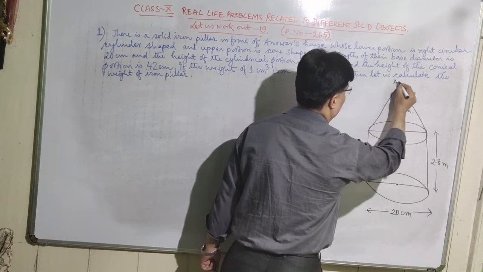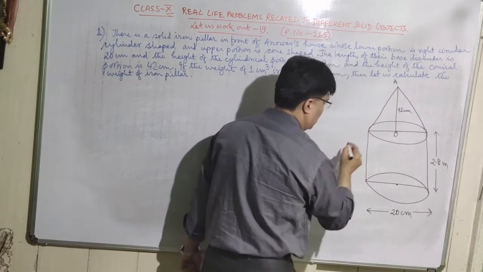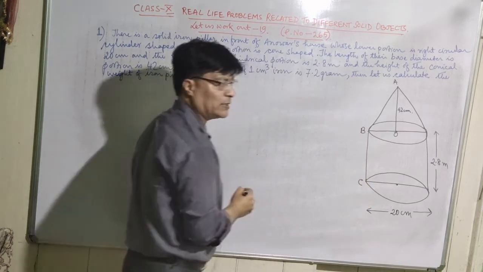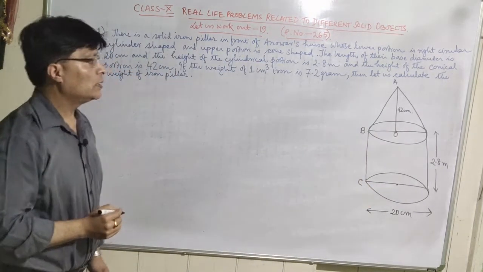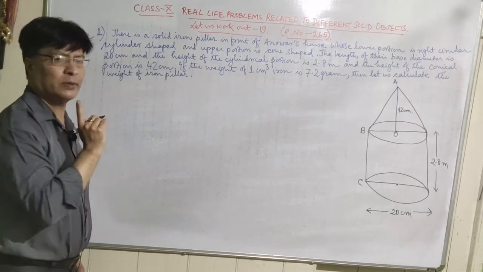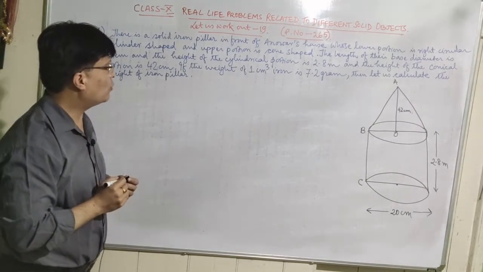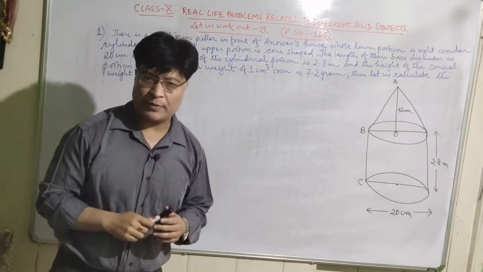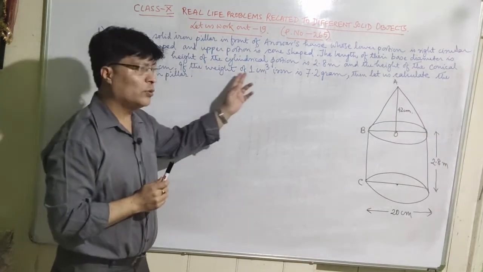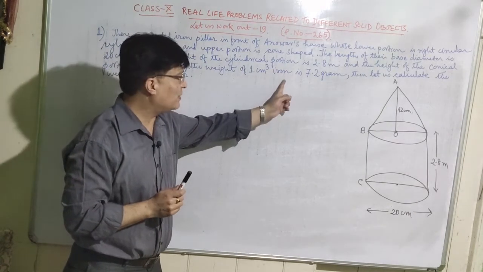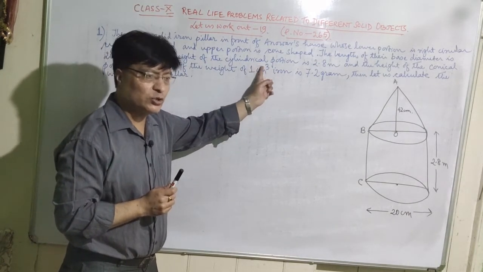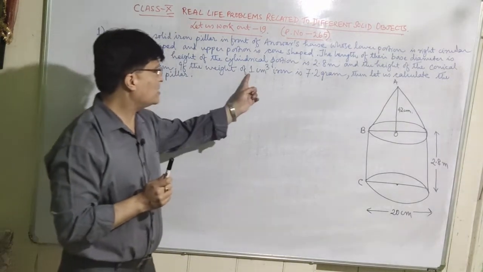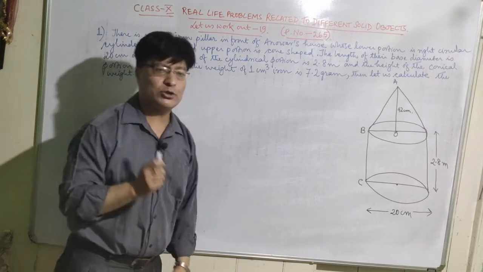Suppose this is A, this is B, and this is C. Right? So now in this case, what is given again? If the weight of 1 centimeter cube iron is 7.2 grams, so the weight of 1 centimeter cube iron is 7.2 grams.